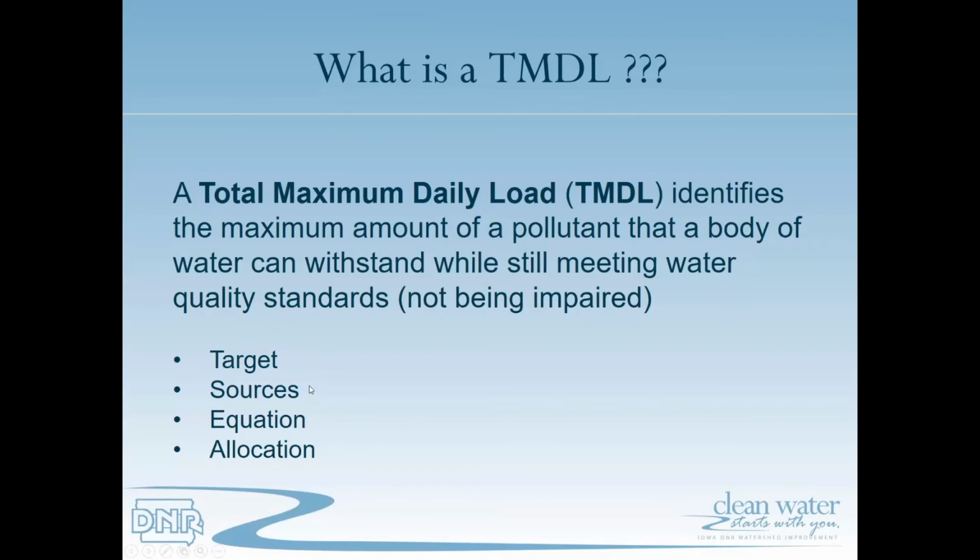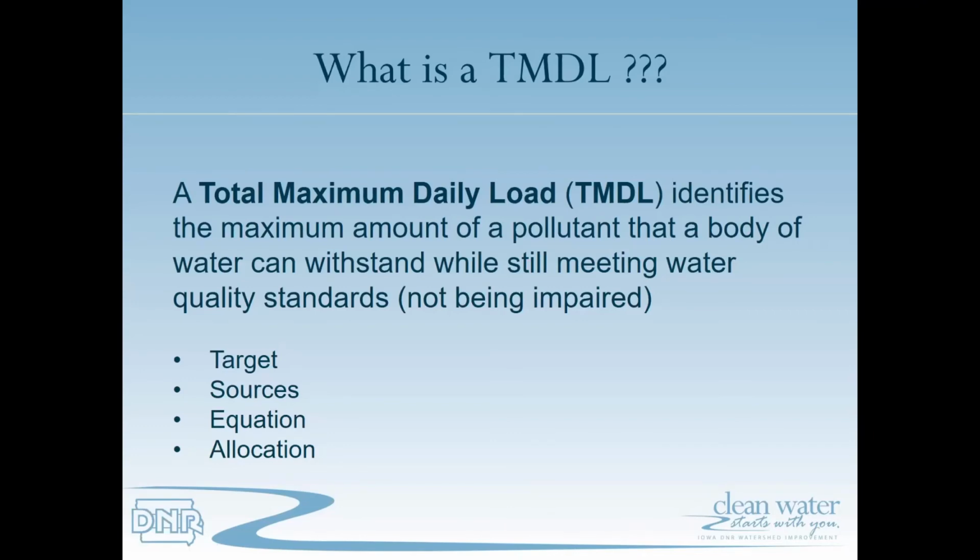Sources, we want to find out what is the actual source of the pollutant. And then we will look at where those sources are coming from in the watershed. And then we'll actually have the equation or that number value of that tipping point. From there, we can show where the allocation of that, the amount of pollutant, is to go to the next step of implementation planning and improving water quality.